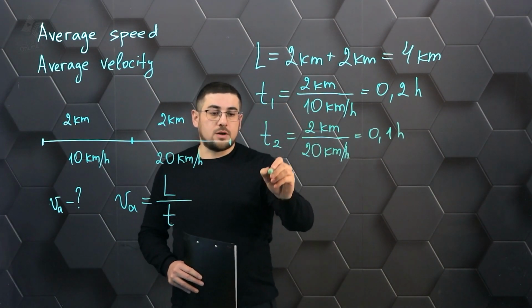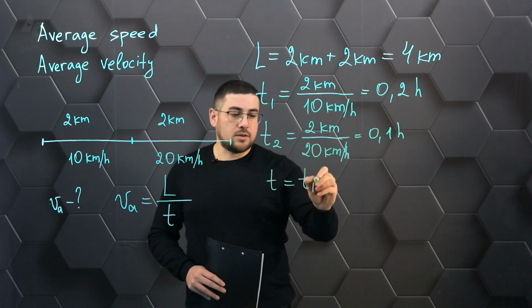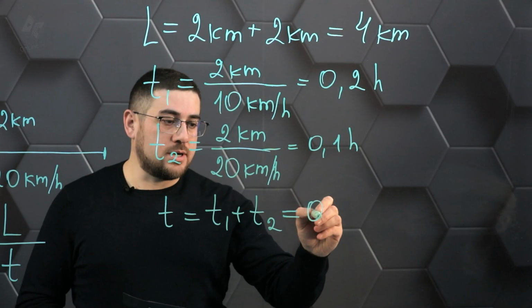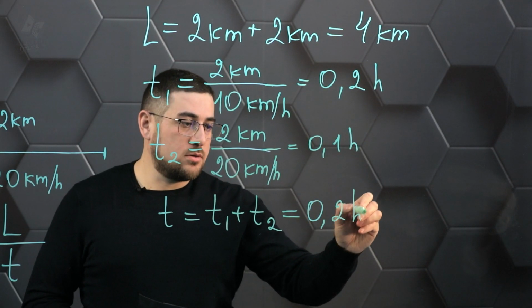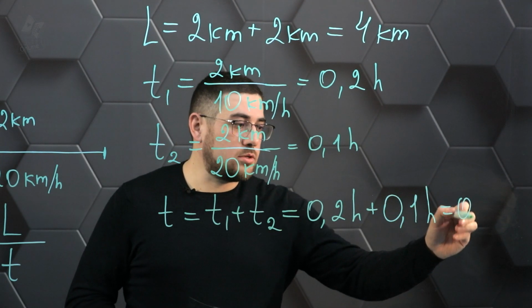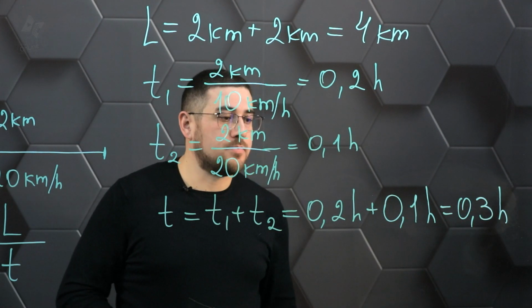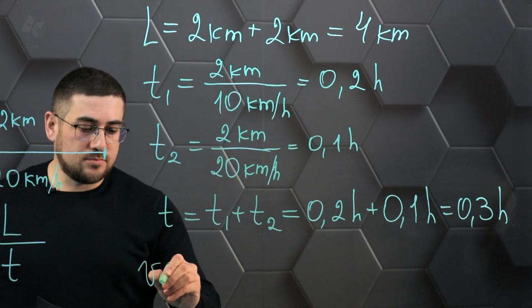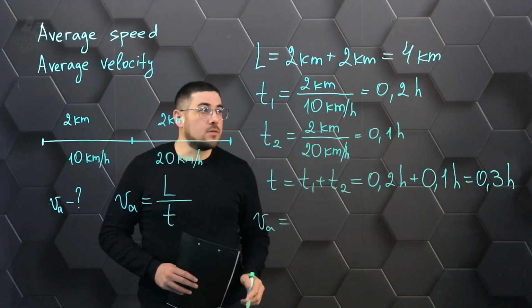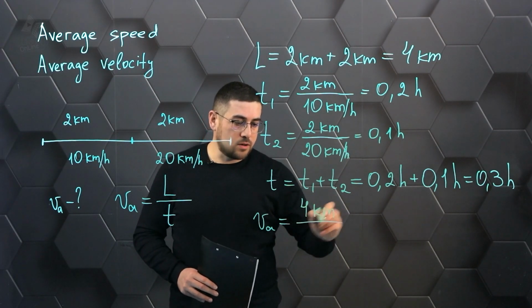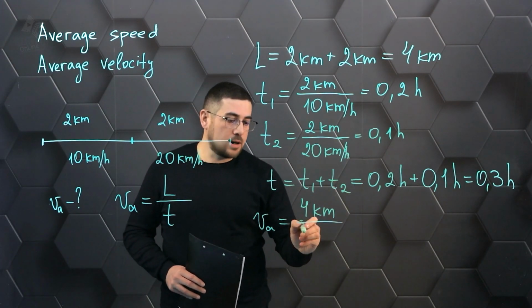Therefore, the total travel time is the sum of T1 and T2, and the calculation shows that this time will be 0.3 of an hour. Then we find the average speed. 4 km, the total distance traveled by the body, is divided by the total time.